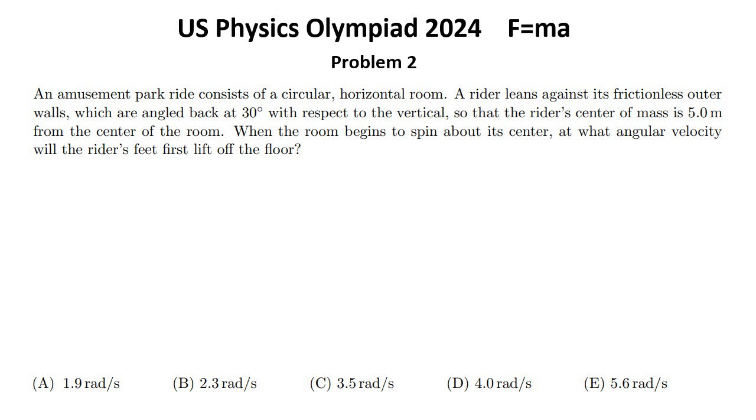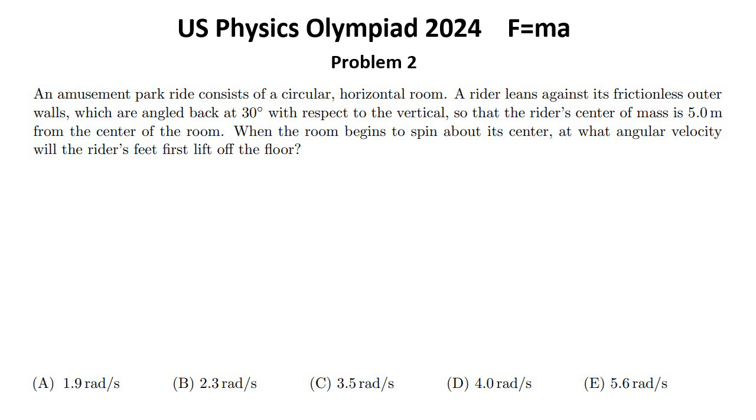Problem number 2. An amusement park ride consists of a circular, horizontal room. A rider leans against its frictionless outer walls, which are angled back at 30 degrees with respect to the vertical, so that the rider's center of mass is 5.0 meters from the center of the room. When the room begins to spin about its center, at what angular velocity will the rider's feet first lift off the floor?